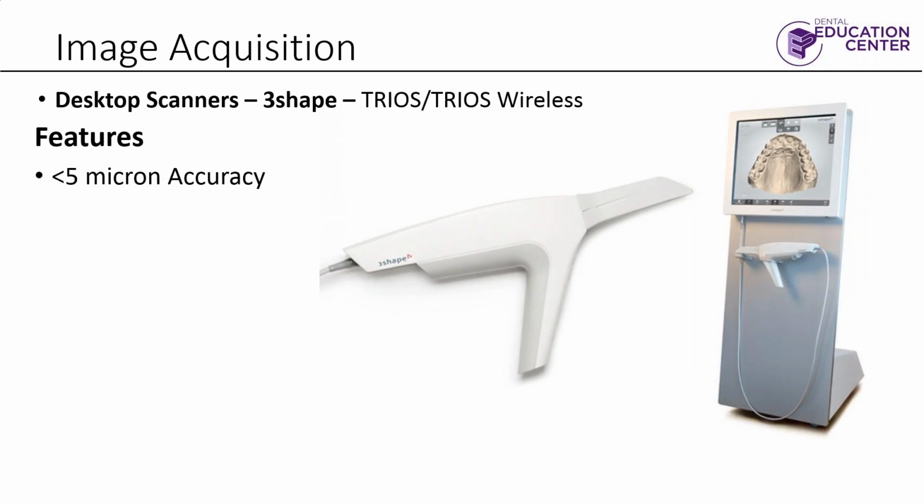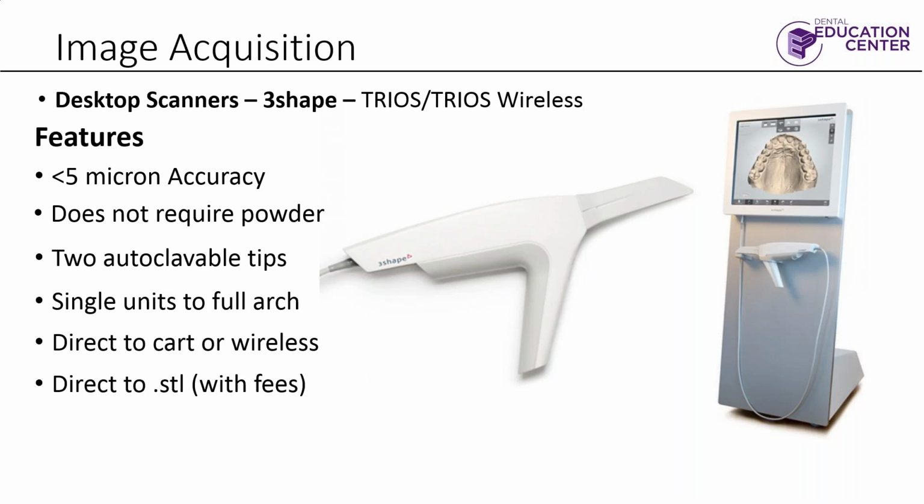3Shape, obviously one of the best scanners on the market. They've been a powerhouse for a long time. Two tips, obviously heated tips, direct to STL. I think there is a fee for that. Keep an eye on 3Shape. They tend to be a little more expensive as far as back-end fees, but again, a very good scanner. Color matching, a lot of different features.